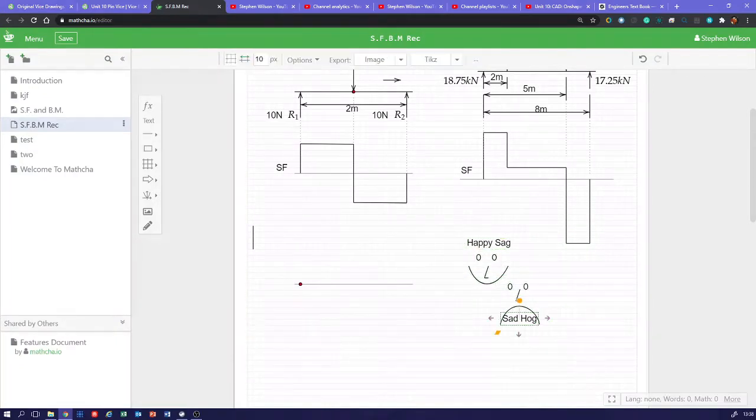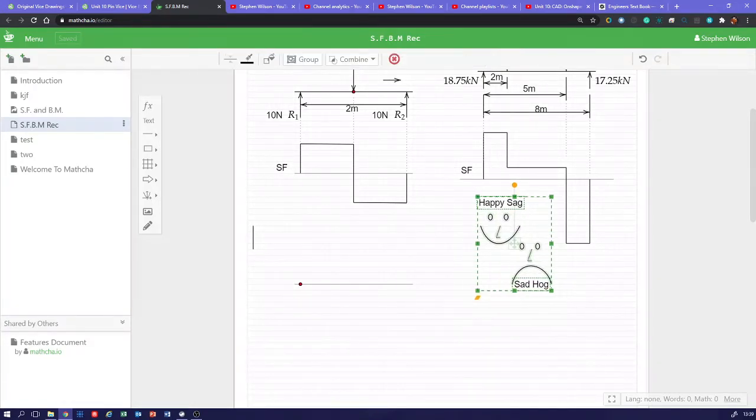So if we look at these two smiley faces I prepared earlier, a sag like that, I've called it a happy sag, because we put a little smiley face there. A sag is negative, and a hog, where the beam bends upwards, is positive. And I've called that a sad face. So, you know, hopefully that might help you to remember.